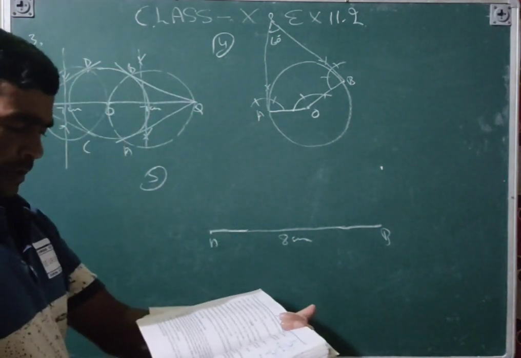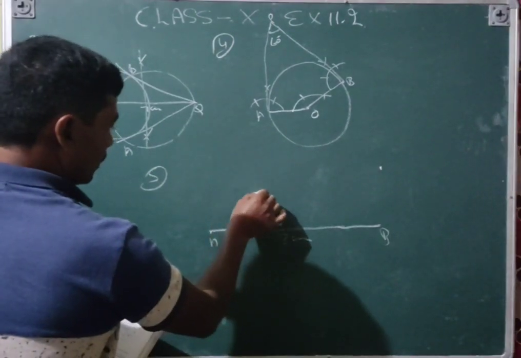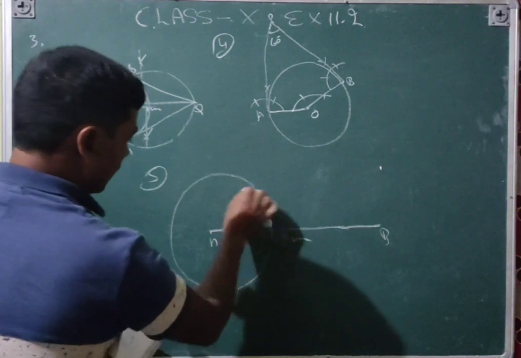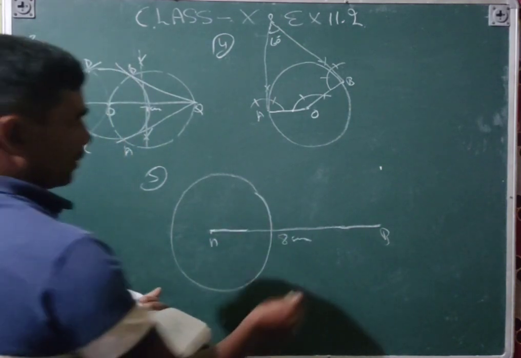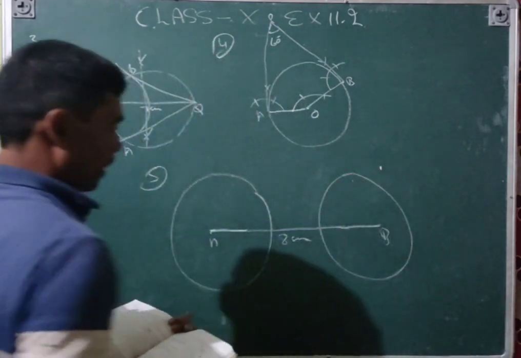And then draw a 4 centimeter circle. That is a 4 centimeter circle. And then from B, that will be a 3 centimeter circle.